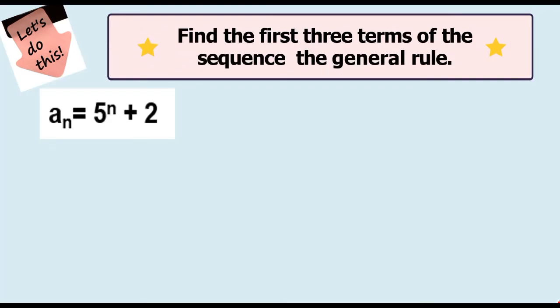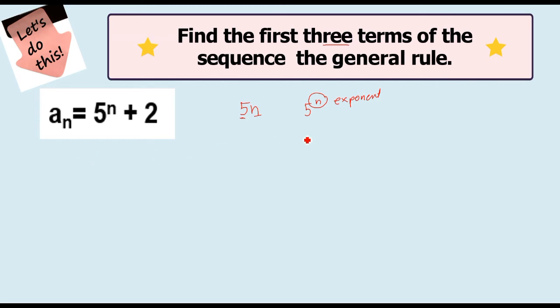So, let us now find the first 3 terms. Ayan. Yung 3 terms daw ng ating sequence. Given the general rule that a sub n is equal to 5 raised to n plus 2. So, tandaan po natin ha, magkaiba yung 5n at yung 5 raised to n. So, ito po yung ating exponent. Ha? Ayan, exponent po siya. It means how many times we multiply the base. Pero yung 5n, minumultiply lang po natin yung 5 at yung value ng n.